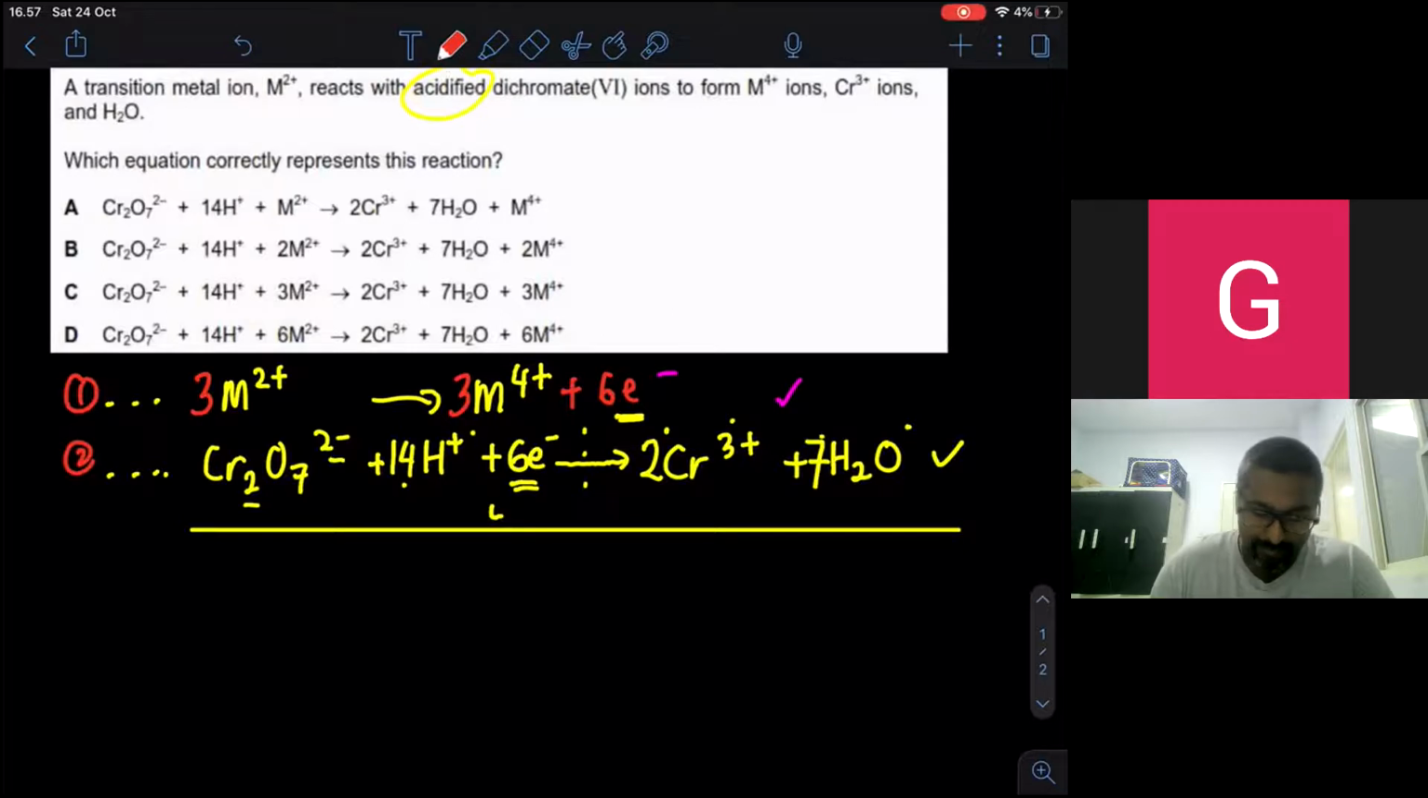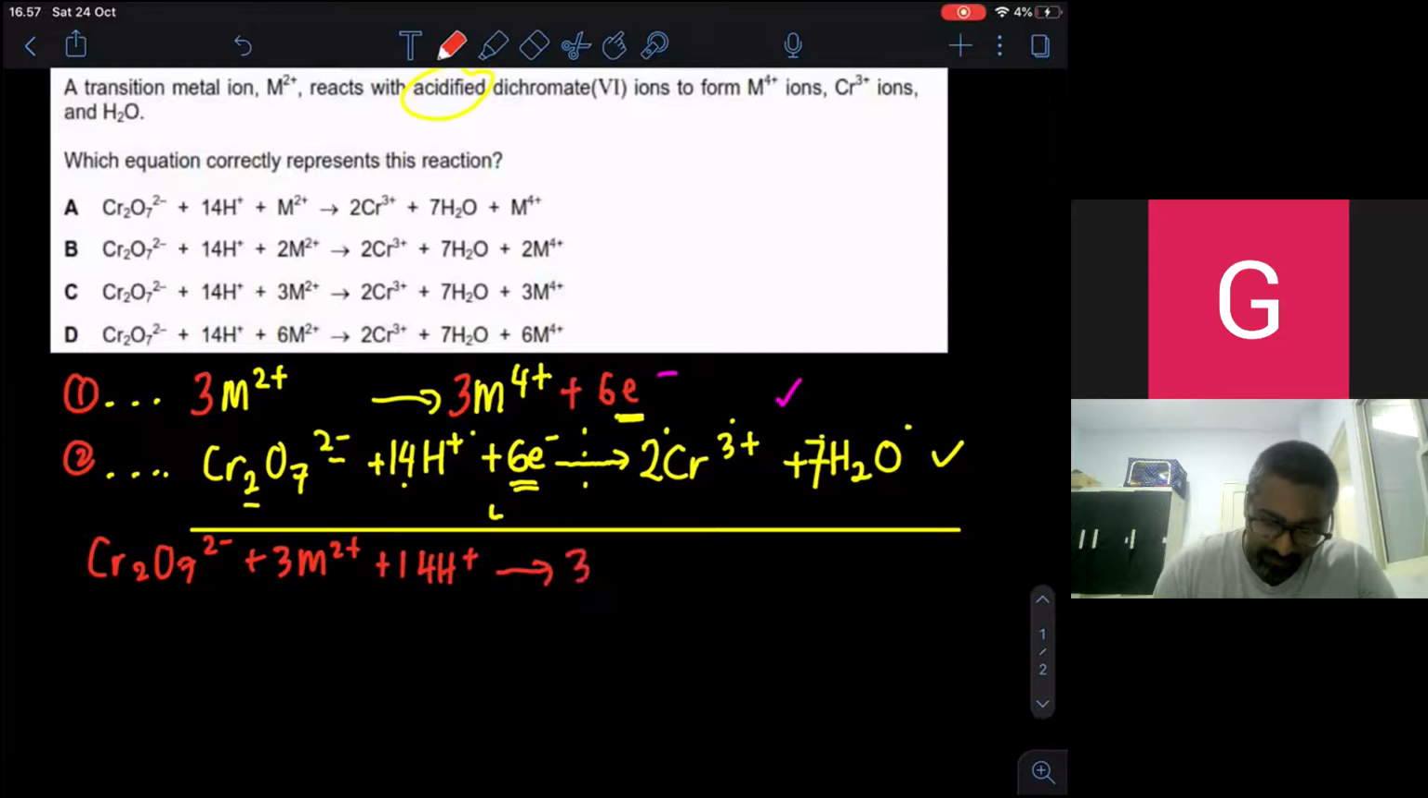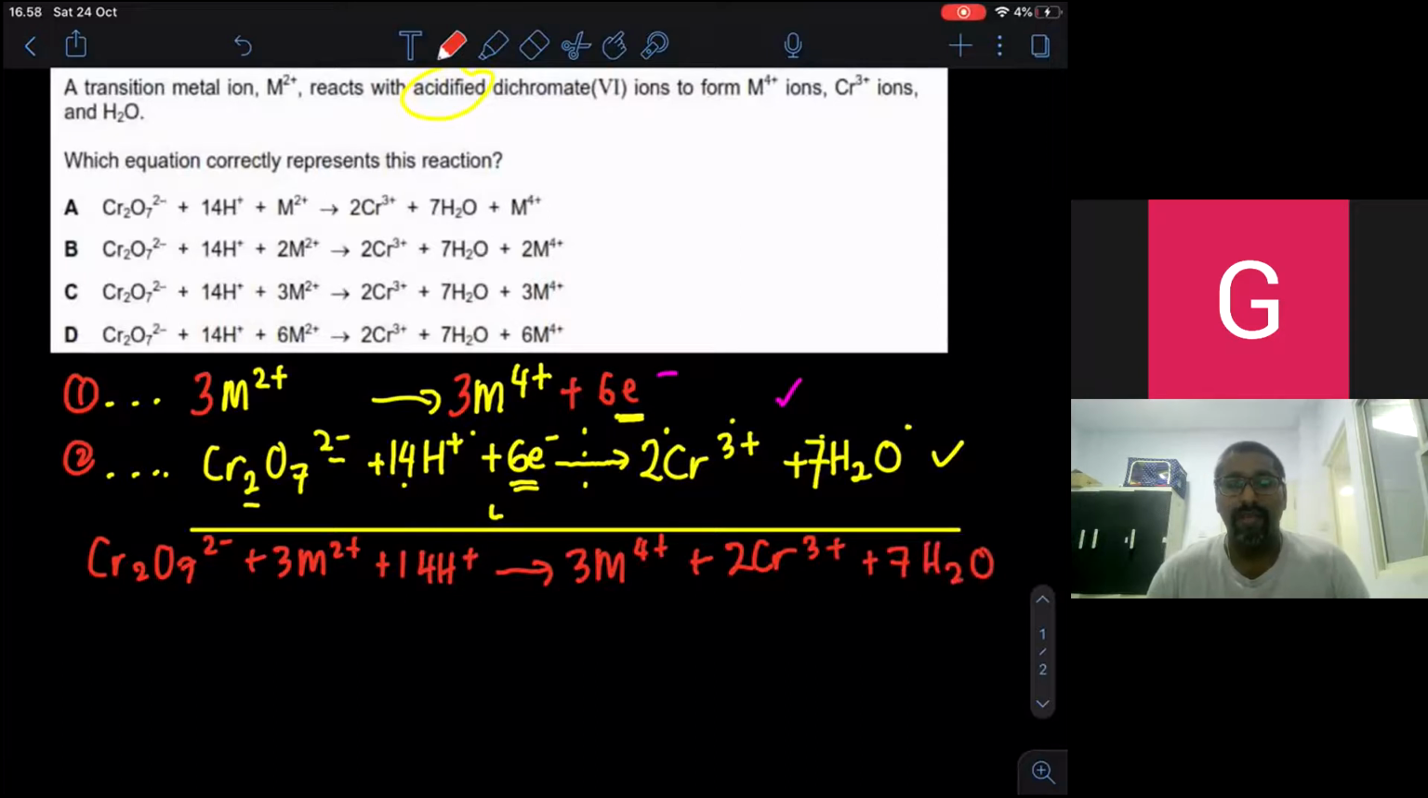So I will get something like this: Cr2O7 2- plus 3M2+ plus 14H+. And the 6 electrons have been cancelled, and you will have 3M4+ plus 2Cr3+ plus 7H2O. So this is going to be the balanced ionic equation that we will obtain.